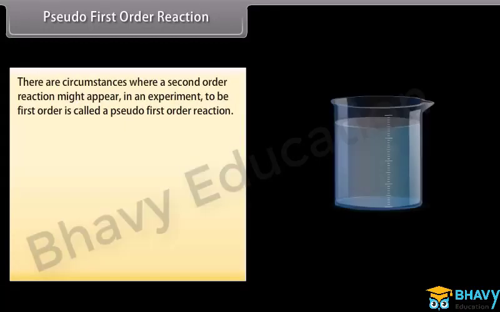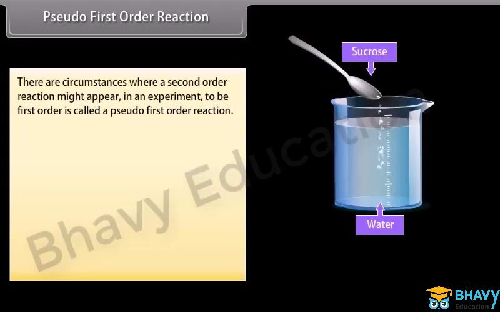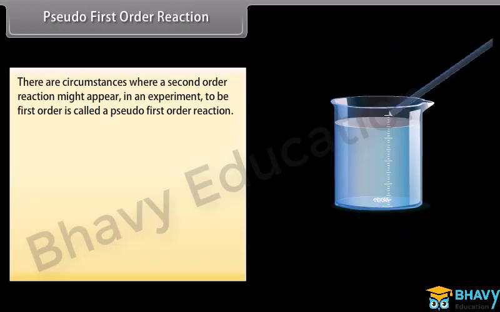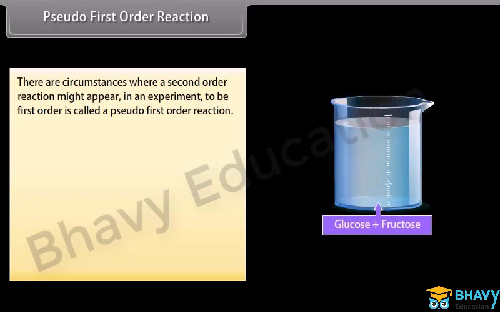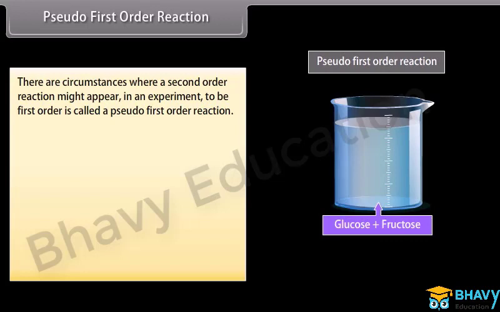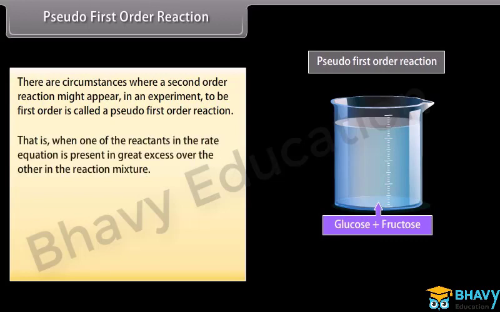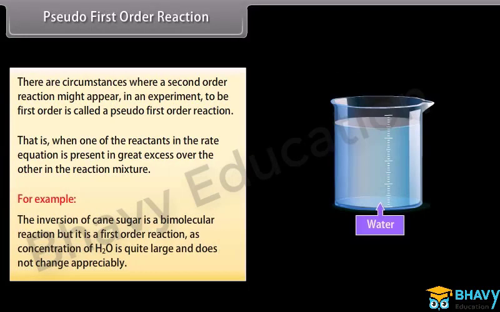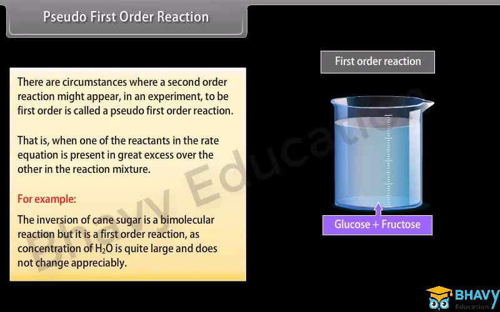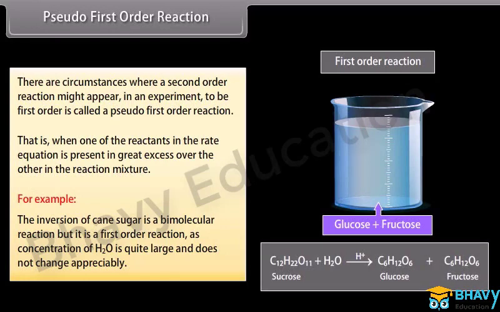Pseudo first-order reaction. There are circumstances where a second-order reaction might appear in an experiment to be first-order, which is called a pseudo first-order reaction. That is, when one of the reactants in the rate equation is present in great excess over the other in the reaction mixture. For example, the inversion of cane sugar is a bimolecular reaction, but it is a first-order reaction as concentration of H2O is quite large and does not change appreciably.